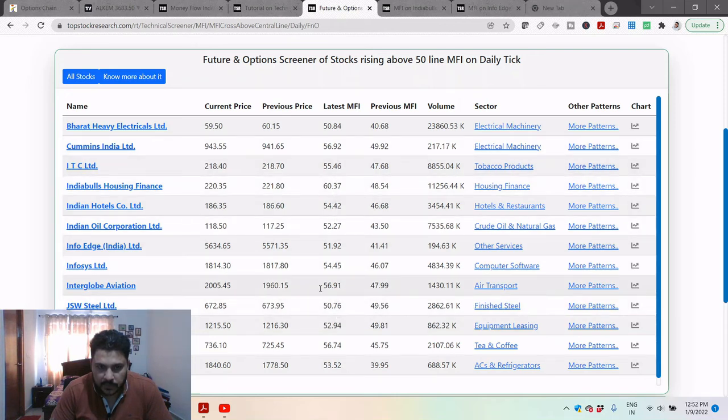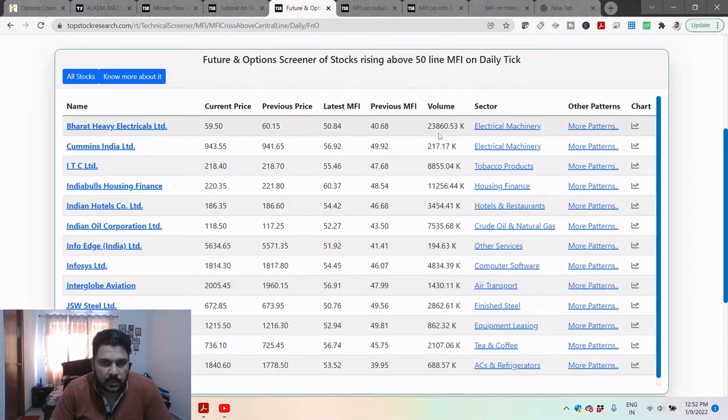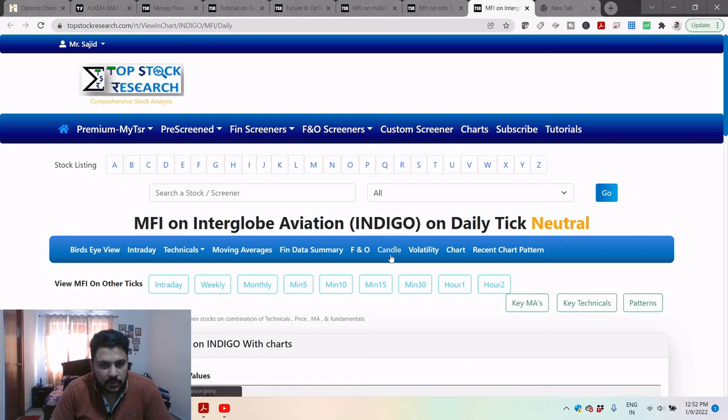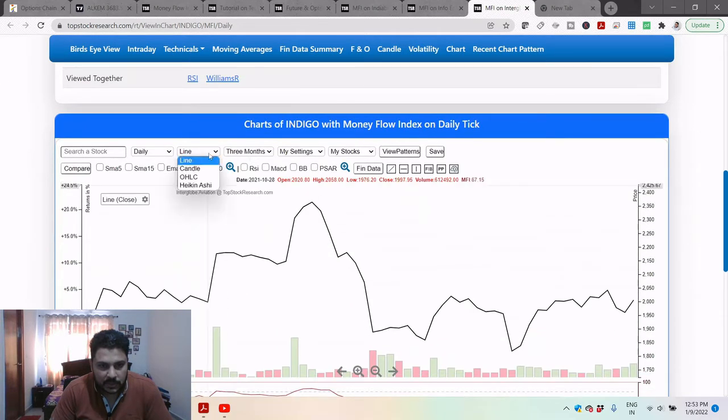which is 54, 56. Let's look at Indigo here. Let's see what the chart is telling us. You can do this on any time frame, whether it is daily, weekly, monthly, or if you want to do it on intraday also, you can definitely do it. So what I'm showing is a daily chart.